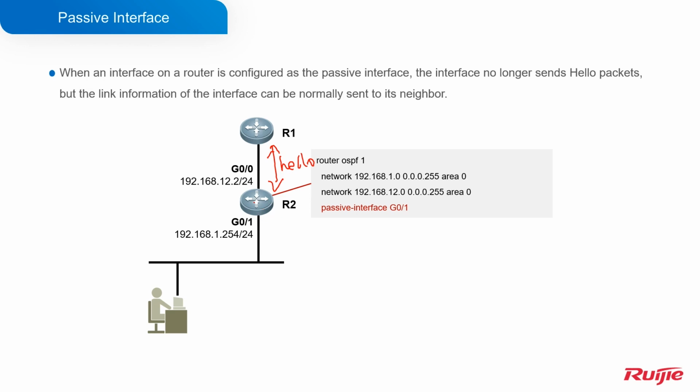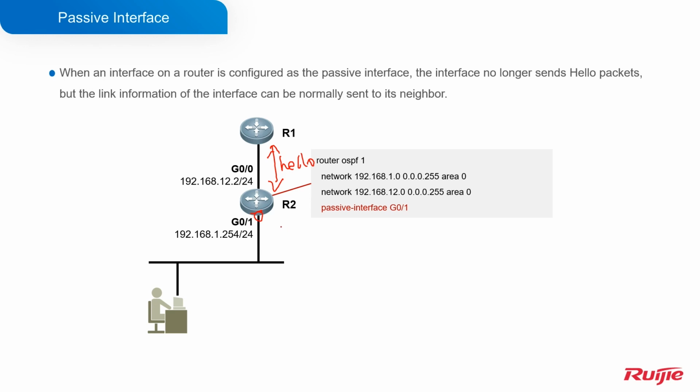But for the R2 device, this interface is Gigabit 1. Actually, this interface is connected with the terminal or the PC or our customer. So for the customer and our router, we don't need to build the neighbor relationship. Of course, we don't need to establish or maintain the neighbor relationship between our router and the endpoint. Okay.